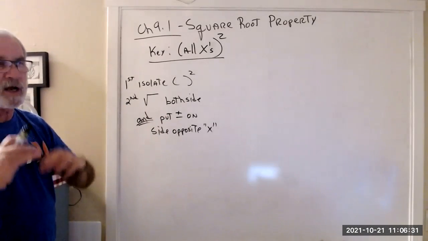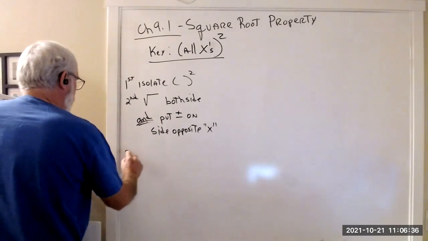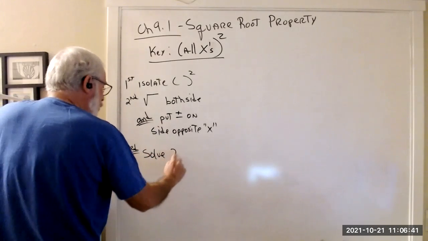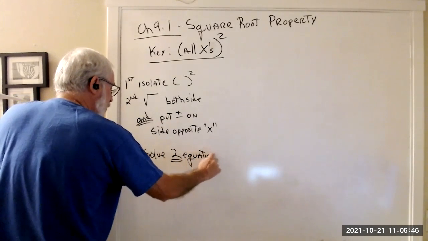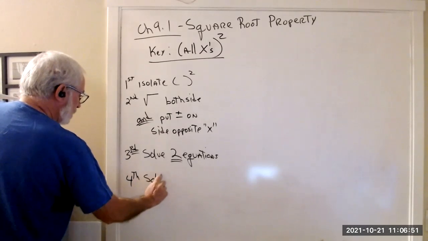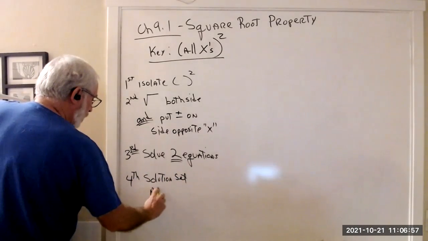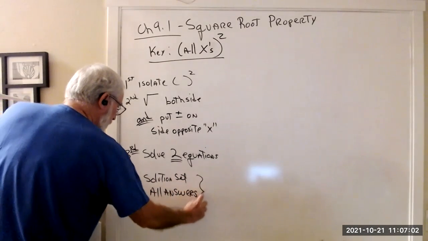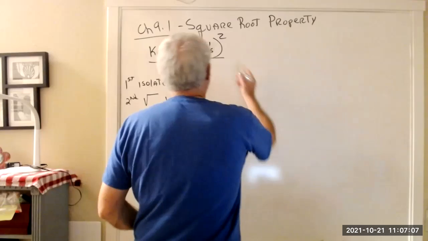Okay, and so right now I'm just going to write it down, and then I'll show you how to do it. Third, we're going to solve two equations. And fourth, we're going to write the solution set, all answers. So let's take an example and show you what I'm talking about.